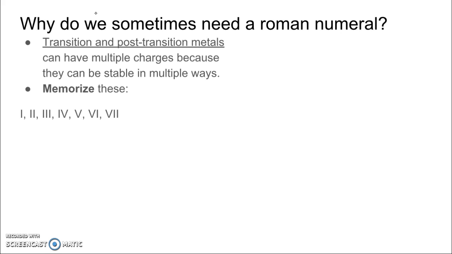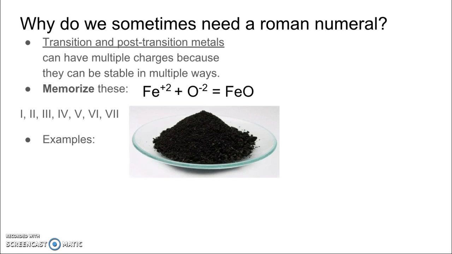Now, why on earth is this important? Why do we need these Roman numerals when the only difference between these atoms is one tiny little electron? Well, let me show you. I have 2 examples to show you why this is important. You'll notice I put up an equation, Fe2+. I'm going to add oxygen with the -2 charge to it. And when those things come together, they come into a 1-to-1 ratio and give us this FeO. FeO looks like this. It's kind of a black powder.